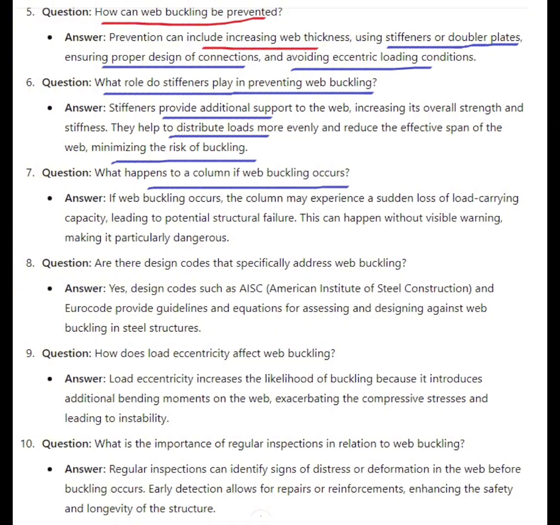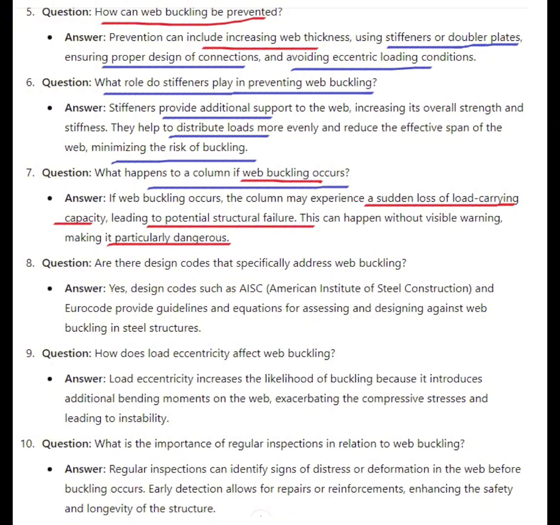What happens to a column if web buckling occurs? If web buckling occurs, the column may experience a sudden loss of load carrying capacity, leading to potential structural failure. This can happen without visible warning. So this is the important problem. Without visible warning, it can lose its strength suddenly, making it particularly dangerous.